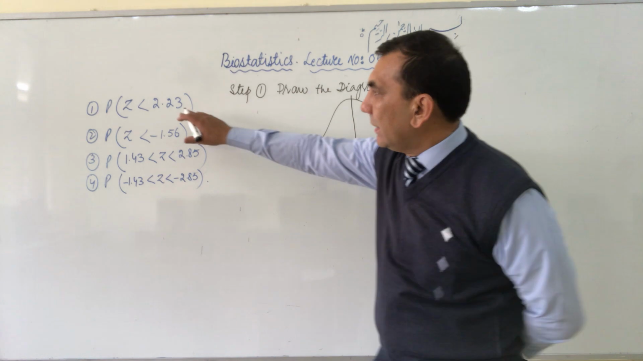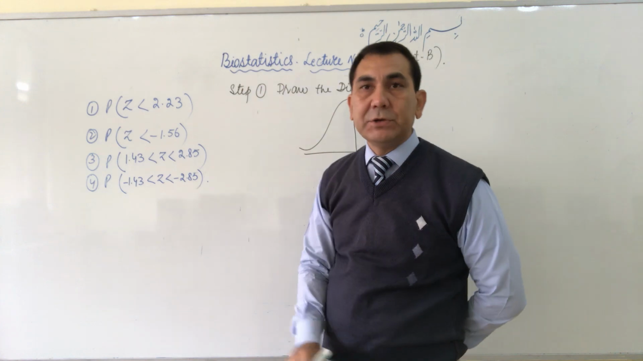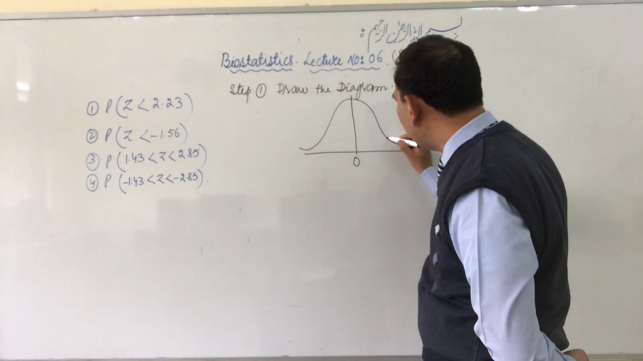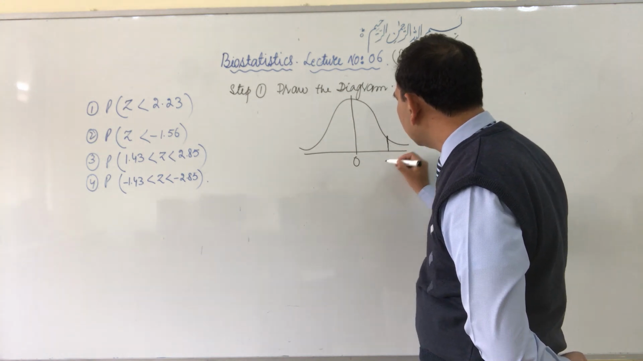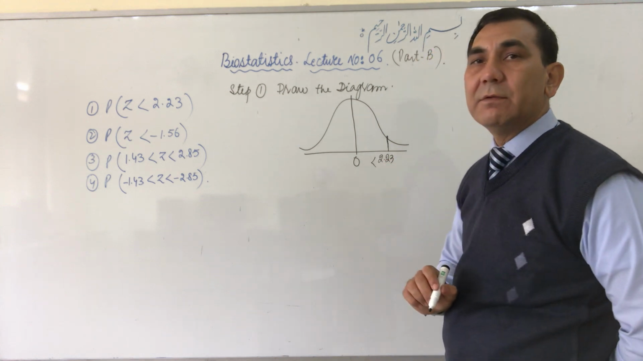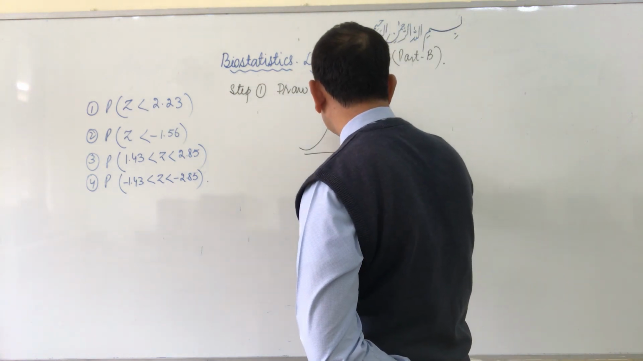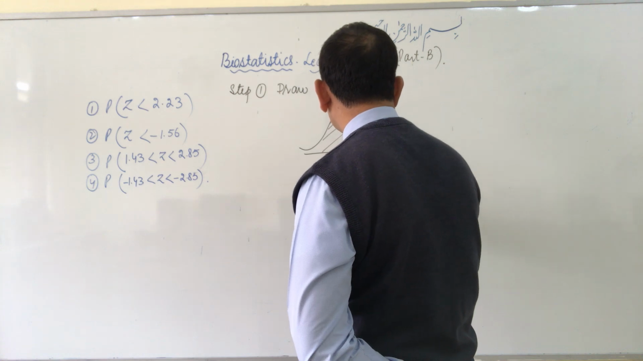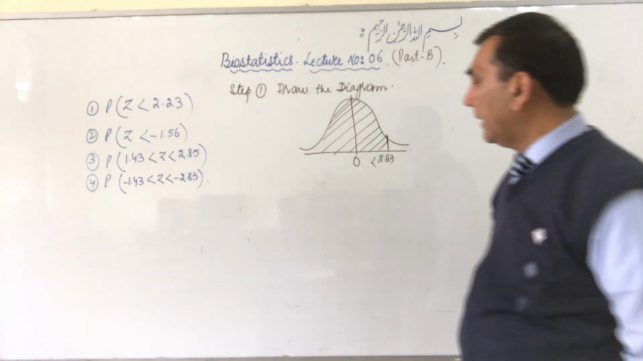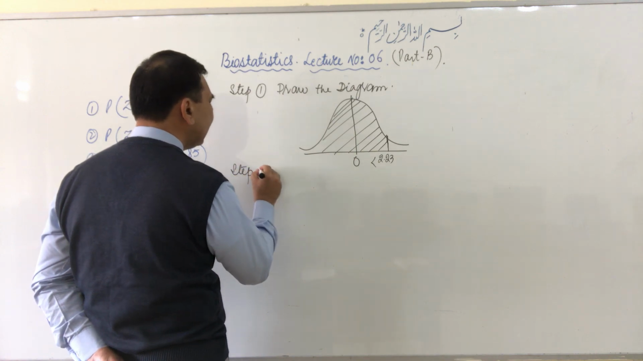Now the question is asking for the probability less than, or below, 2.23. It is a positive value, so we write it on the right side of 0, here 2.23. The question is asking for the area which is below 2.23, so it is asking for this whole area below 2.23.